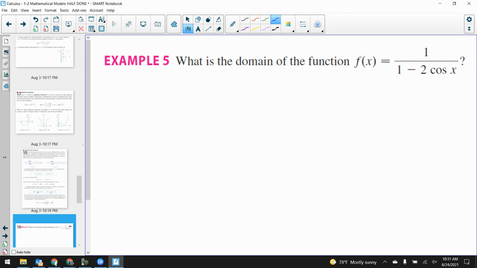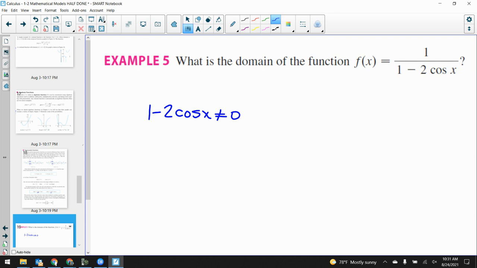Now, is there any restriction ever for a rational function? Yes. What can't happen in a rational function? The denominator cannot be 0. So here's what we say. The domain is all real numbers, but this has to be true, right? 1 minus 2 cosine x cannot be 0. If it comes out to be 0, that's no good.